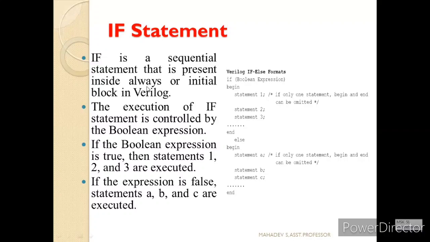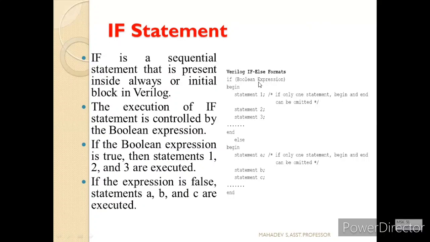So the if statement is a sequential statement that is present inside an always or an initial block in Verilog. As you can see in the program written here, we are using this if block and else if block inside the always statement. The execution of this if statement is controlled by the Boolean expression written inside the if statement.